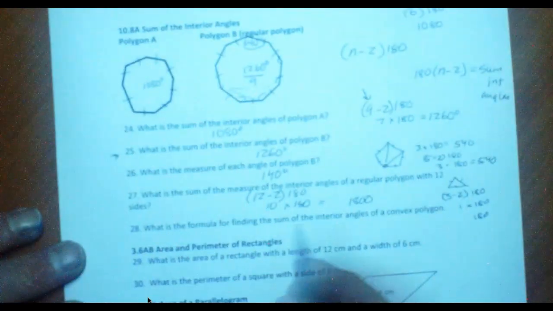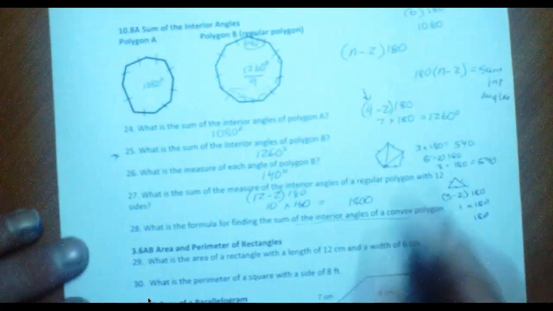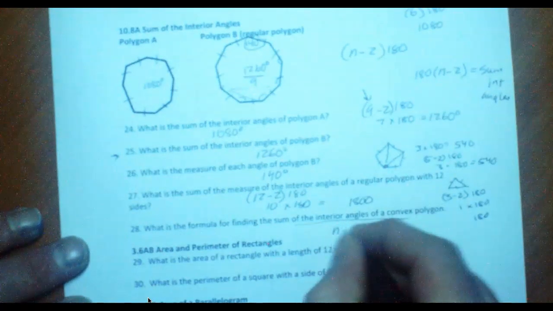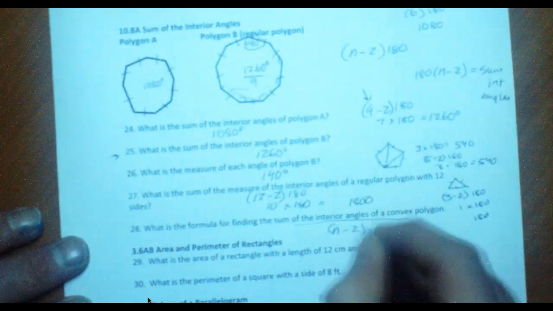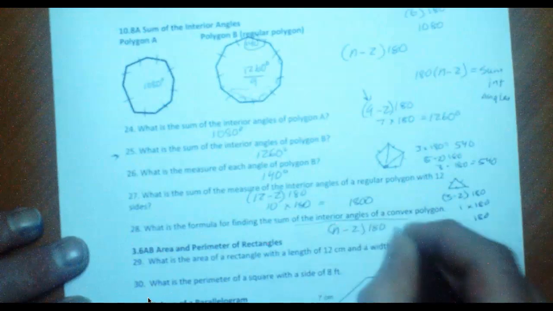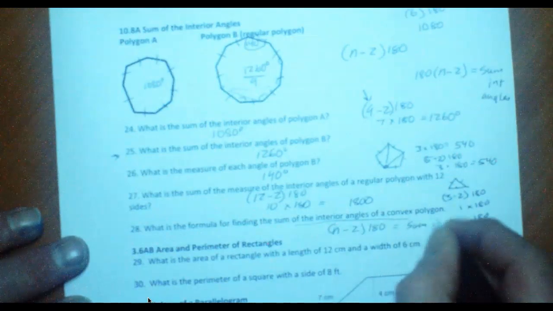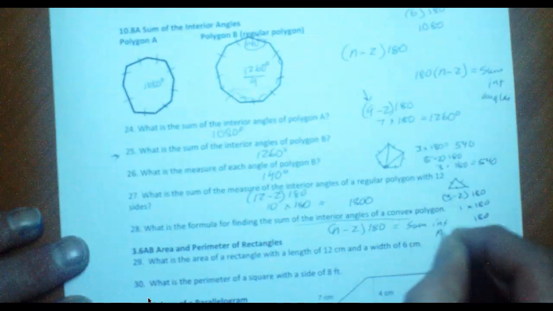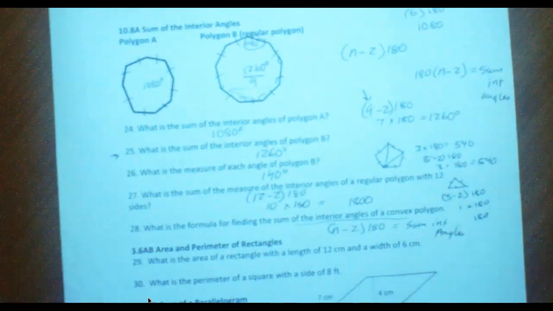Okay, what is the formula for finding the sum of the interior angles of a convex polygon? Well, it's this. We take the number of sides, we subtract 2, we multiply that by 180, and that equals the sum of the interior angles. It's an important one. Okay.